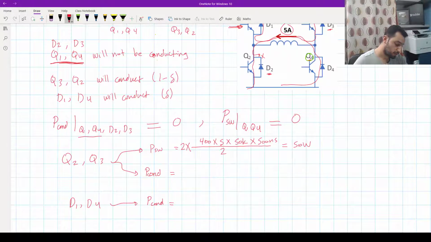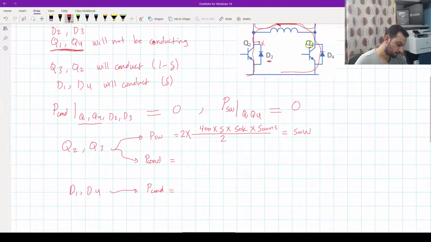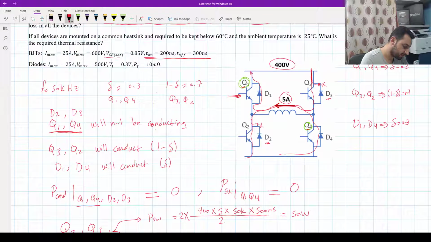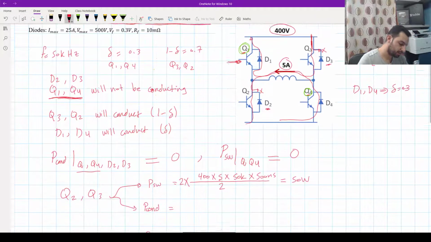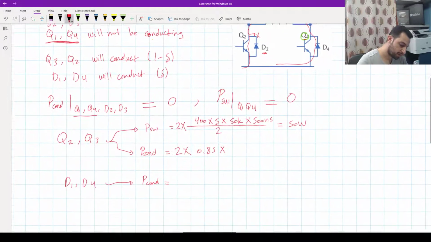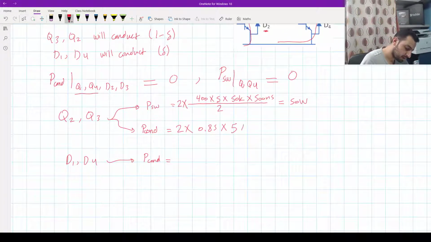Okay, for the conduction for the transistors, I think we know the VCE sat. So we have here VCE sat is 0.85, and again we have multiplied by 2, because we have 2 transistors. This is VCE sat. We multiplied by the average current, and the average current here is the 5 ampere times the on time. Is it delta or 1 minus delta?